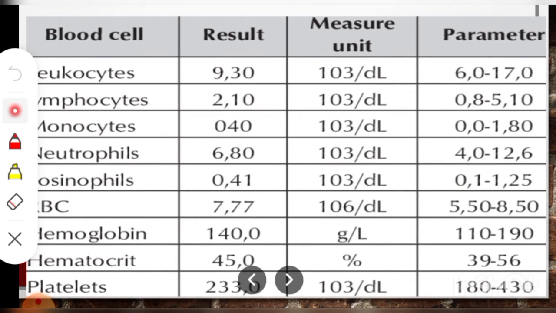See, this is an example of a blood test report. There are various sections that are tested. Then there is a column of results. Also, the measuring unit is given so that you can reach the conclusion very easily. And the parameter is also given so that you yourself can see whether you are fit or not.